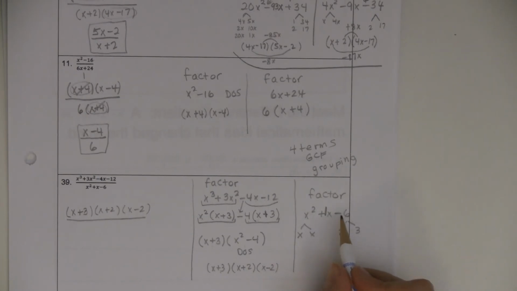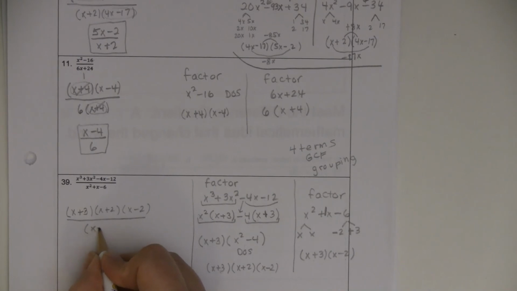So this says subtract. So I know that this has to be a minus and this has to be the plus. So this is x plus 3, x minus 2. So we'll put that in the denominator. That's done. That's done, right? It won't factor further. And now we're going to reduce what will reduce.